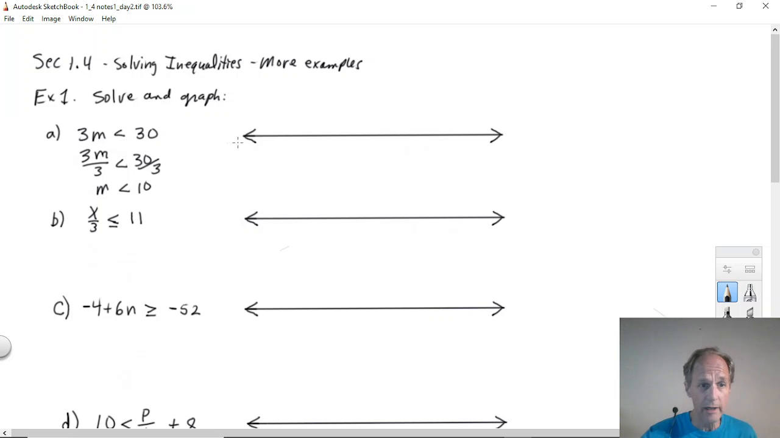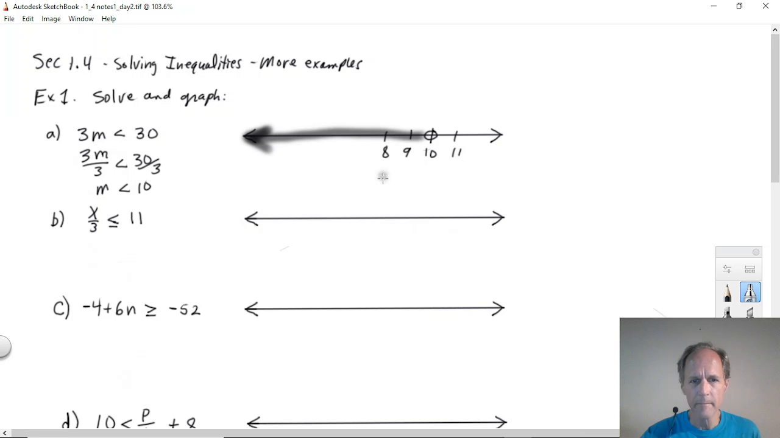So we graph that. Put 10 on the number line. And you can put a few more numbers so it's not lonely. Okay, and then since it's less than, we use a circle to show 10 is not included. And that's it. Shade to the left because it's less than. Let's look at the next one.